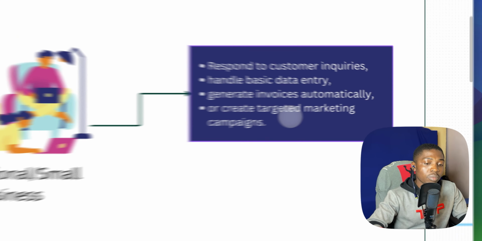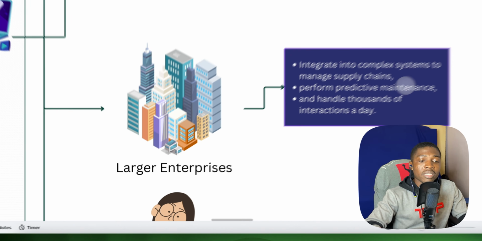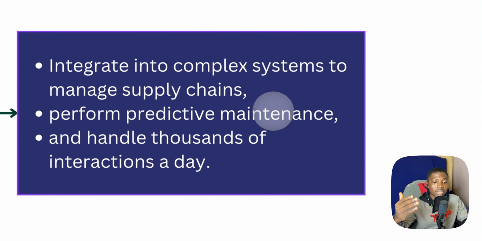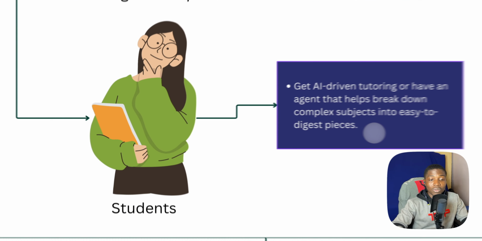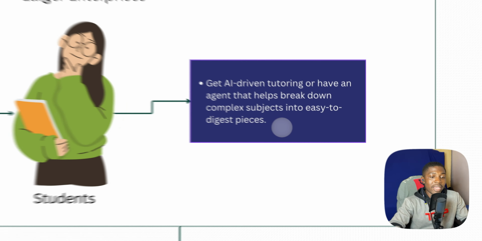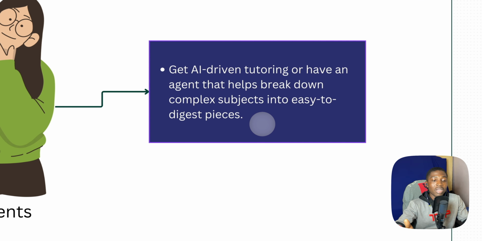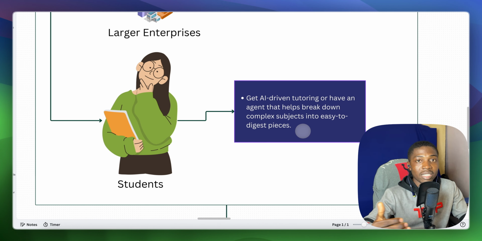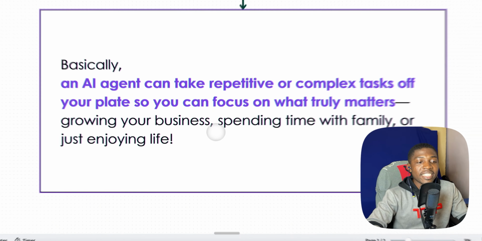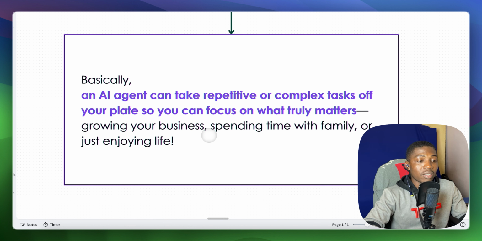For larger enterprises, it helps you integrate into complex systems to manage supply chains, perform predictive maintenance, and handle thousands of interactions a day. For students, for example, you can have AI-driven tutoring or an agent that helps you break down complex subjects into easy-to-digest pieces. Basically, an AI agent can take repetitive or complex tasks off your plate so you can focus on what truly matters, like growing your business, spending time with your family, or just enjoying life.